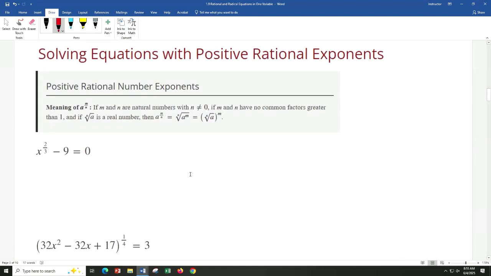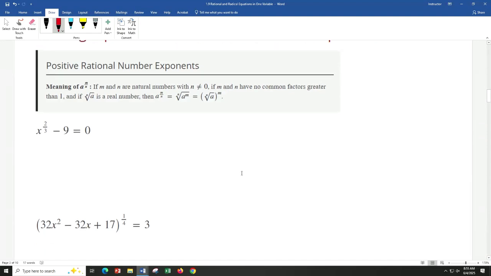Scrolling down, let's look at these. Solving equations with positive rational exponents. We kind of hinted at one of these the other day. Not super bad whenever you realize what you're looking at. This one does look kind of nasty for a split second until you rewrite it. Remember, when you have x to the 2/3 power, the denominator is always your index.